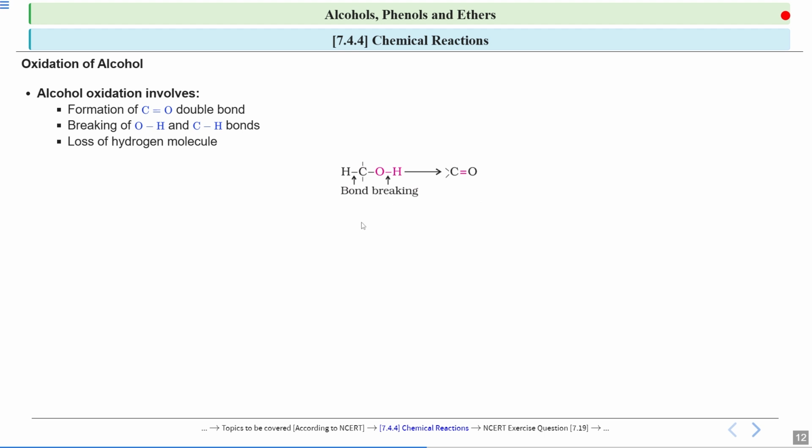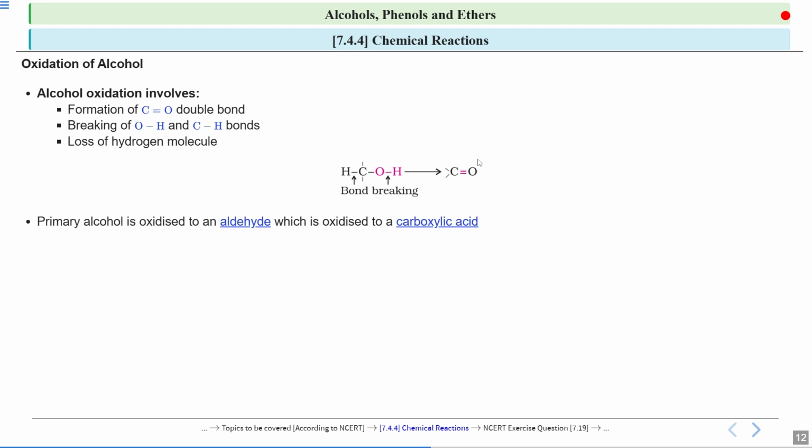Now look at this. Here you will see that there is breaking of this carbon-hydrogen bond and breaking of the oxygen-hydrogen bond, and the C=O double bond is being formed over here. So it involves the bond breaking of oxygen-hydrogen and carbon-hydrogen, and what will happen? This C=O double bond is being formed.